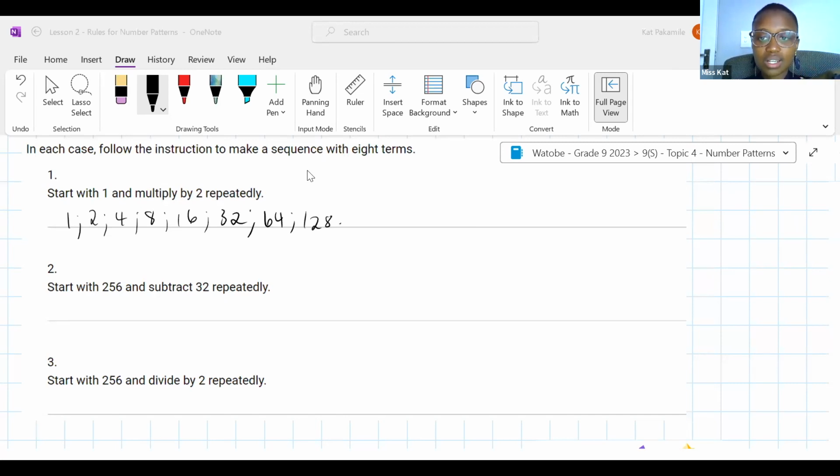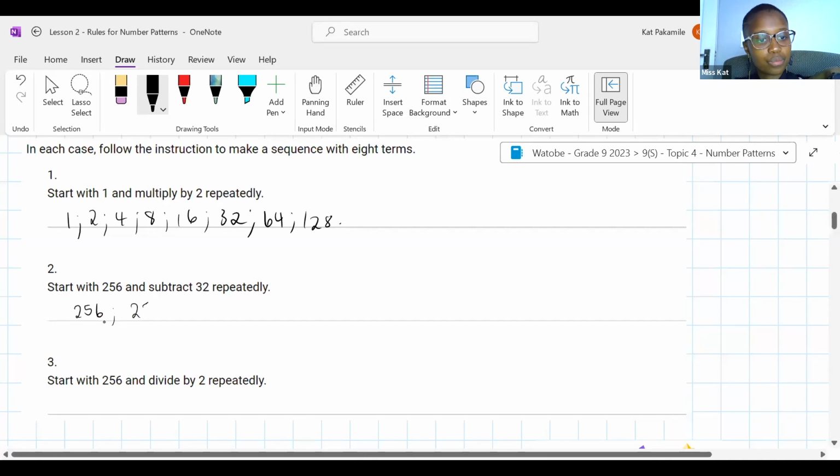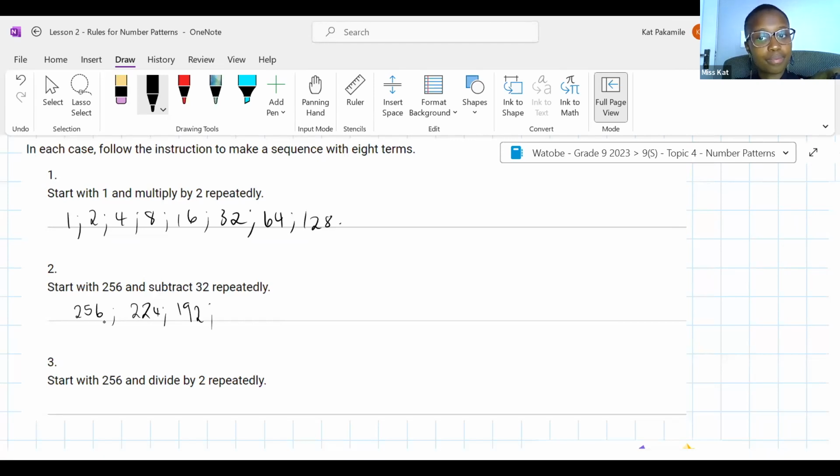Sahasra. Hello, ma'am. How are you? Hello, I'm well, and you? Good, thank you. You want to do the second one with me? Yes, T1 over here is 256. Minus 32, it's 224. 224. Then it's 192. 192. 160. 160.